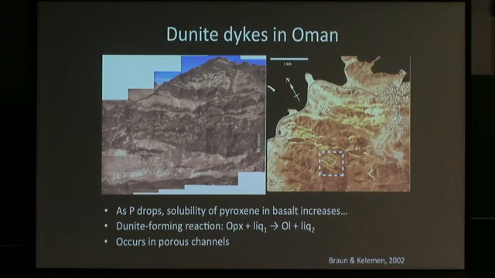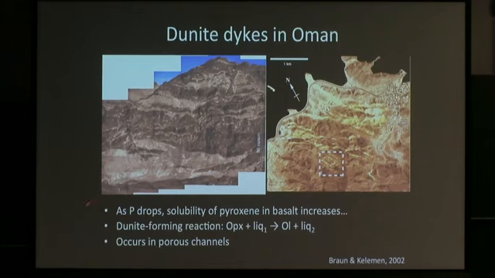So things like these dunite structures preserved in harzburgite. And this is something that Peter Kelemen did a lot of work on in the 90s. And this has convinced a lot of people that channelization is a very important process in melt transport beneath the ridge.